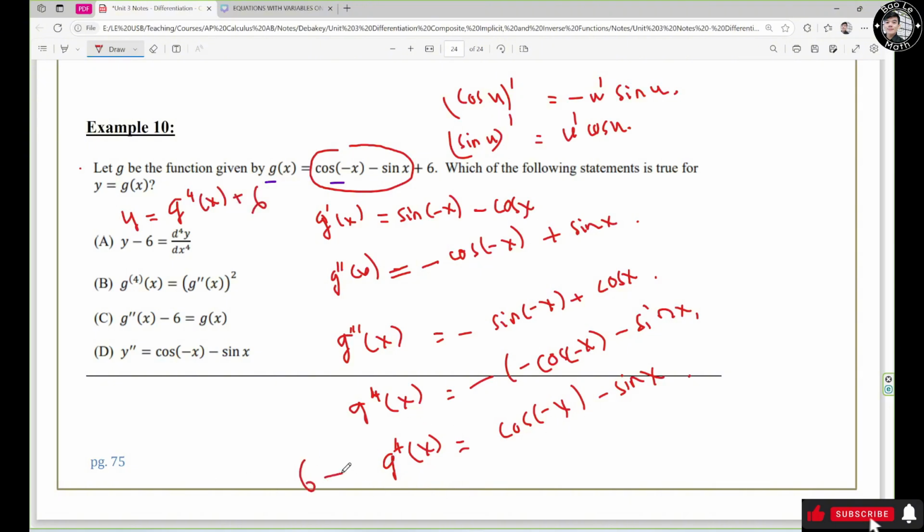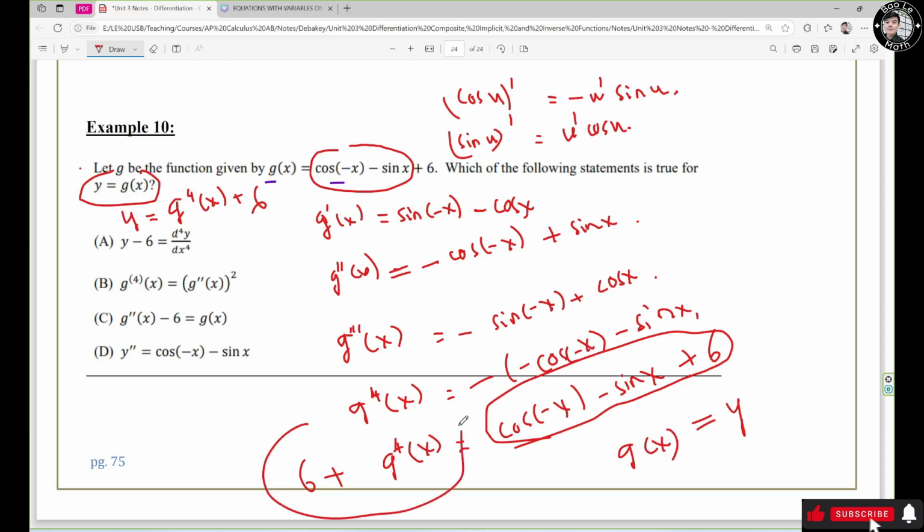So I have 6 right here plus this guy plus 6, right? So this guy is actually the original one right here, which means g of s, right? But g of s is given as y, right? So y equals this one right here, right? Which makes answer choice A correct, right? And it's a good time to stop.